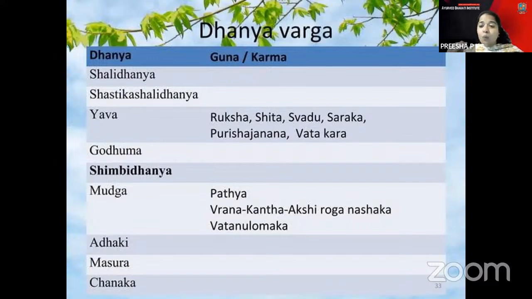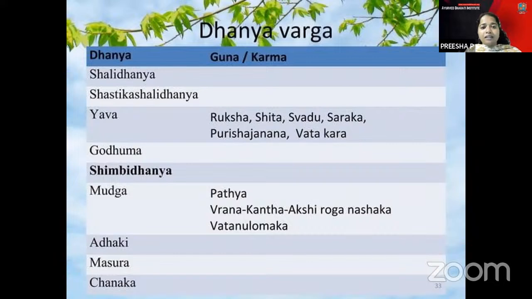And it is Vatana Lomaka here in the case of Yogaratnagara. But when you go to the Ashtanga Hridaya and Sushruta's point, it is Vatakara, it is told that. So there is difference of opinion for Mudga according to different acharyas. Here it is Vatana Lomaka which is mentioned there.